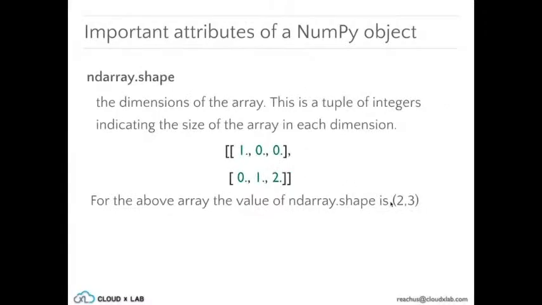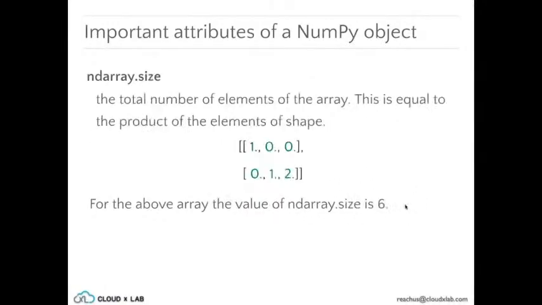The next, very related, is the shape. The shape defines the size of the array in each dimension. Here it's basically a matrix with 2 rows and 3 columns, so the shape would be 2 comma 3. The size is the total number of elements in the array, which is also the product of the elements of the shape. So the shape is 2 comma 3, and the size is 6 because it has 6 elements.